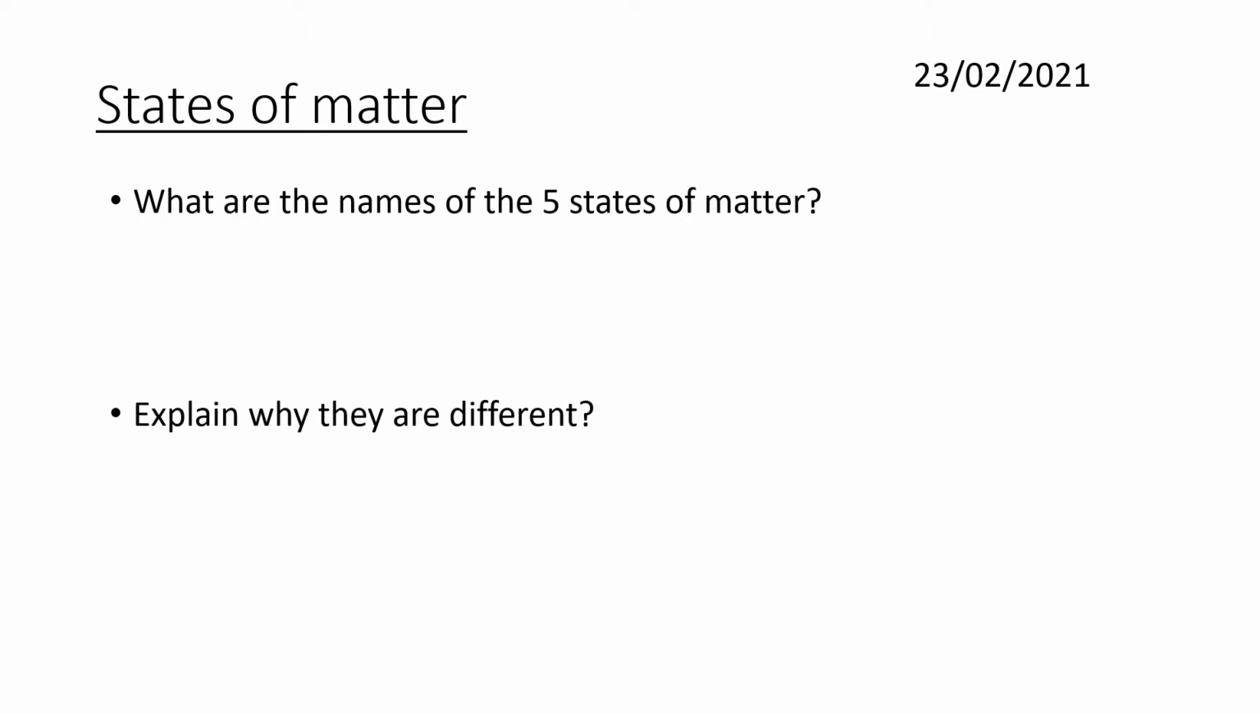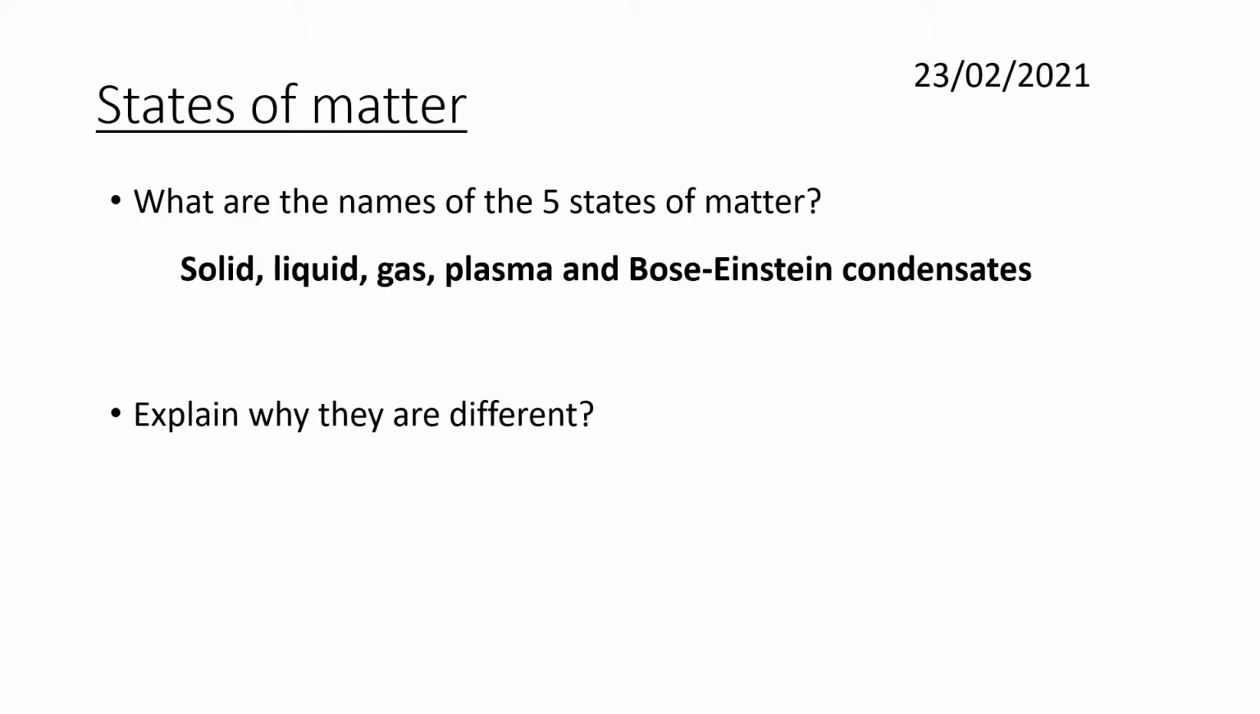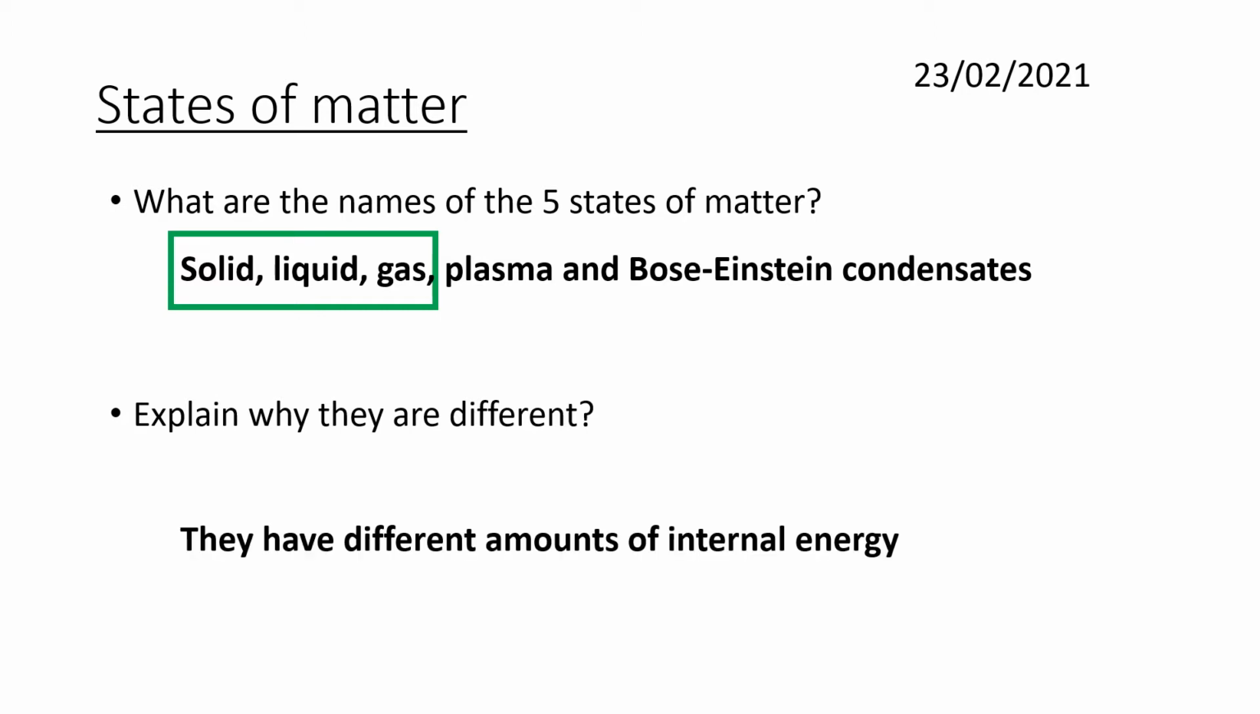Well, the 5 states of matter, you should be able to name at least 3. The solids, liquids, and the gases. And those are the 3 that we're going to focus on even at GCSE, but there are actually 5, which includes plasma and the Bose-Einstein condensates. Now what's different about them? Well, they've obviously got particles in different arrangements and so forth, but the main difference is the amount of internal energy that we find in each of the states of matter.